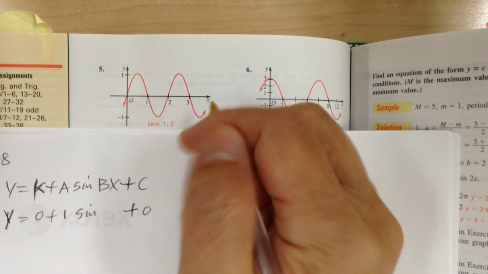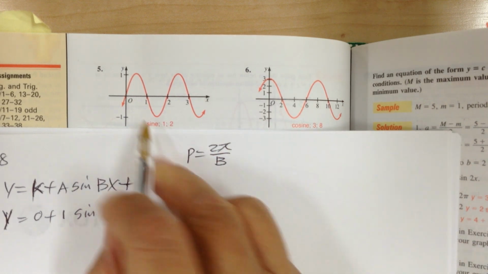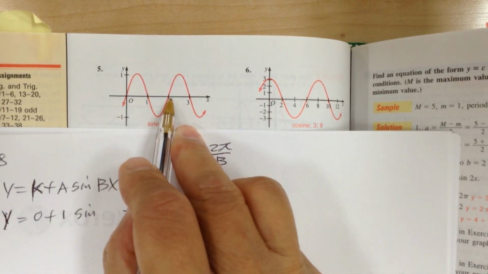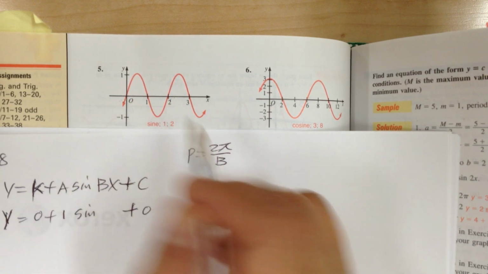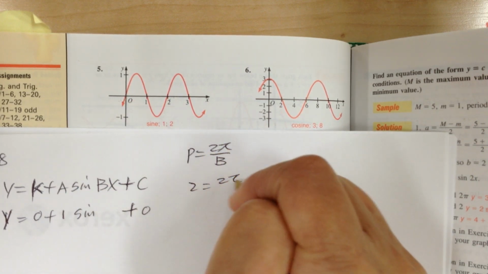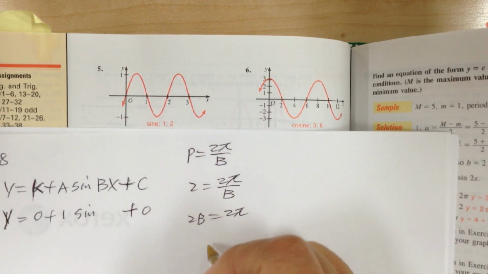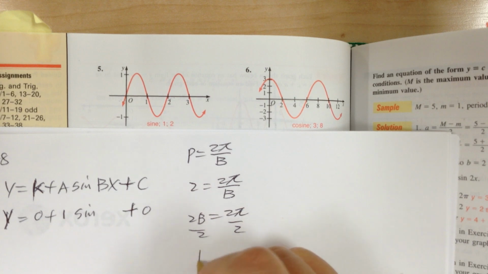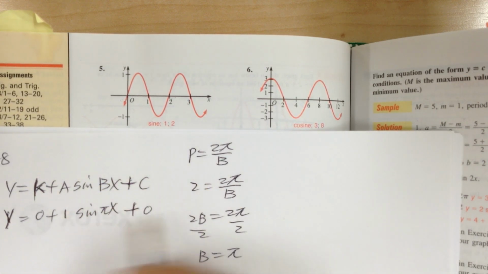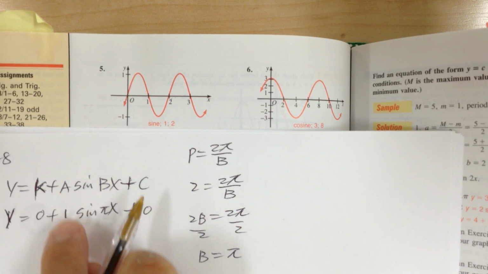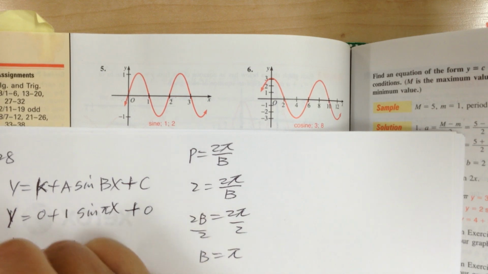To find b, you do the period equal to 2 pi over b. Notice from here to here, that's one period, so period equal to 2. Cross multiply, so 2b equal to 2 pi. Divide by 2, so b equal to pi. So you put over here pi x. Now that's going to simplify things a little bit. Get rid of the 0, get rid of the 1. So y equal to sine pi x.